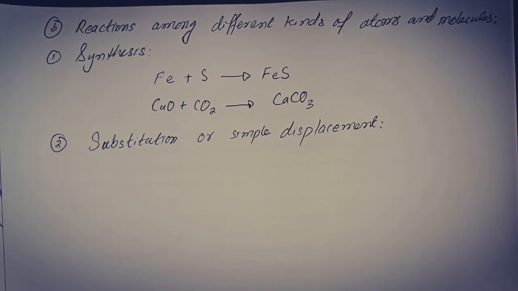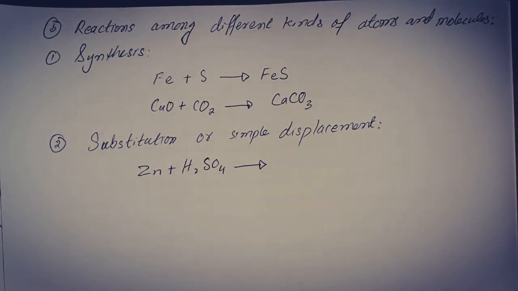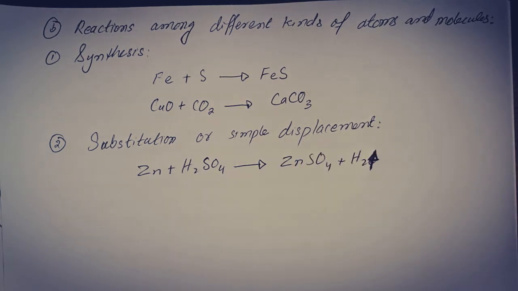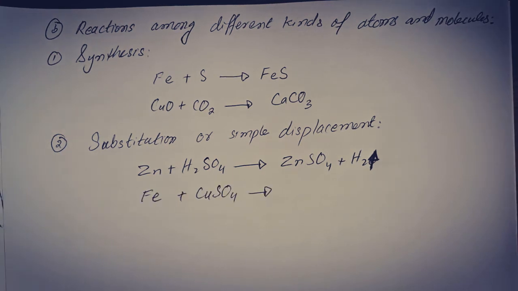Second kind is substitution or simple displacement, and in this process one element displaces or substitutes another element from a compound. For example, when zinc is reacted with sulfuric acid, it replaces the hydrogen of the sulfate group to make zinc sulfate, and hydrogen will be generated. Similarly, iron can replace copper from copper sulfate to make ferrous sulfate. So this is simple substitution or simple displacement reaction.